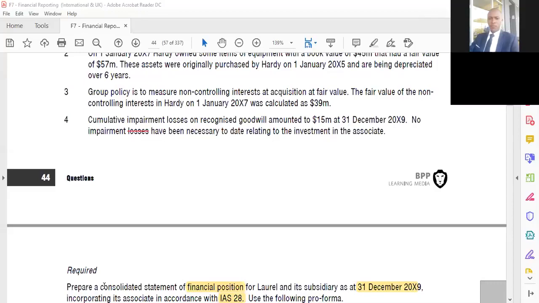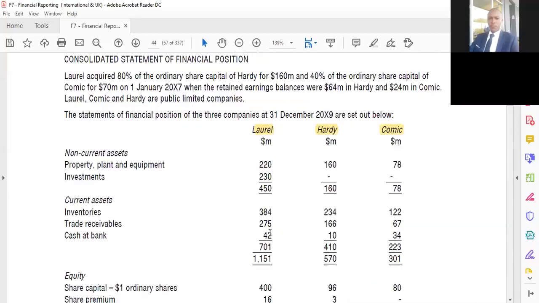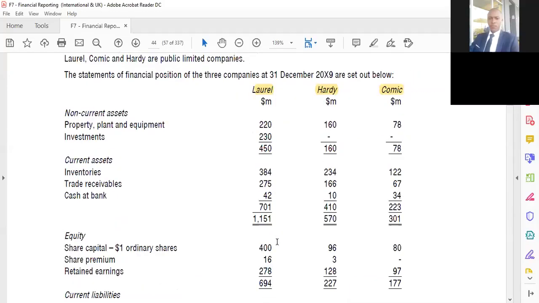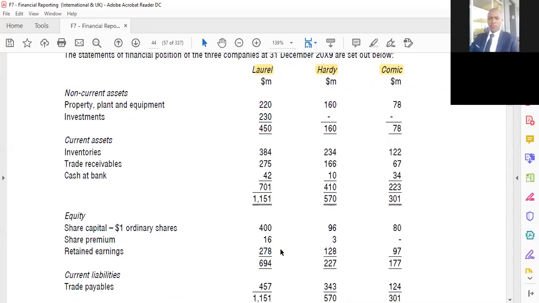Okay, so that's our question right there. Prepare a consolidated statement of financial position for the end of December 2009. This one is important because it helps us with depreciation this year. Yes, this year is important because of depreciation. So it's important to know which year you're preparing accounts for. So now, as I mentioned earlier, we want to go with the free marks way.